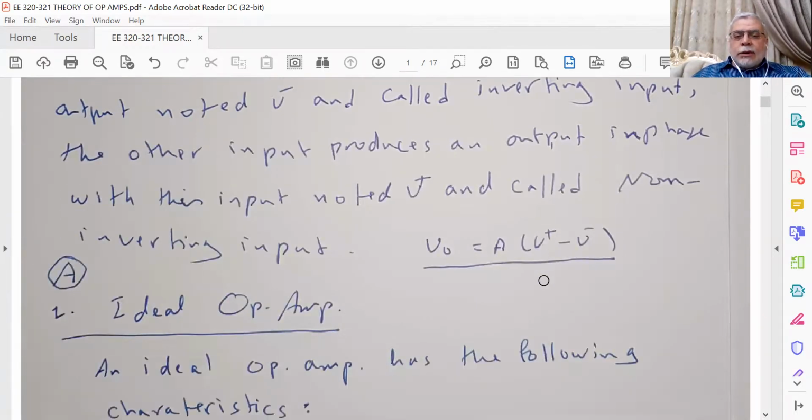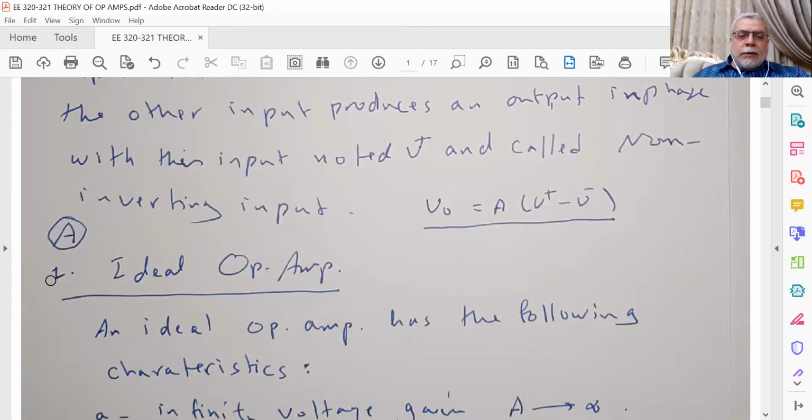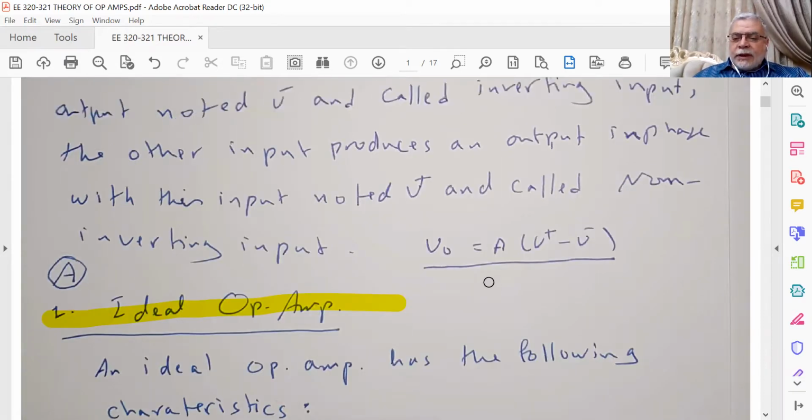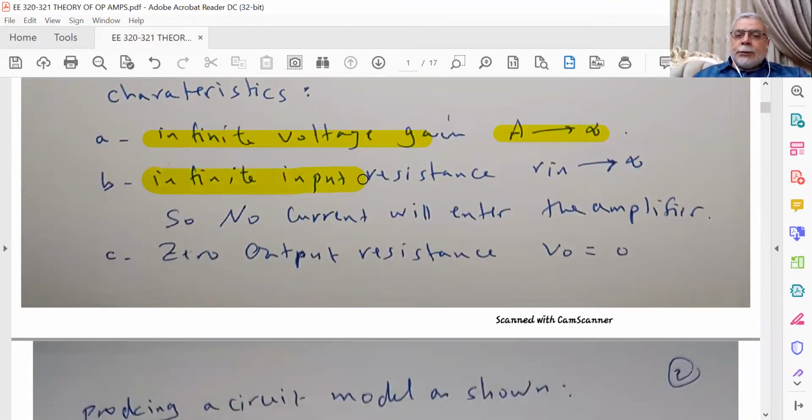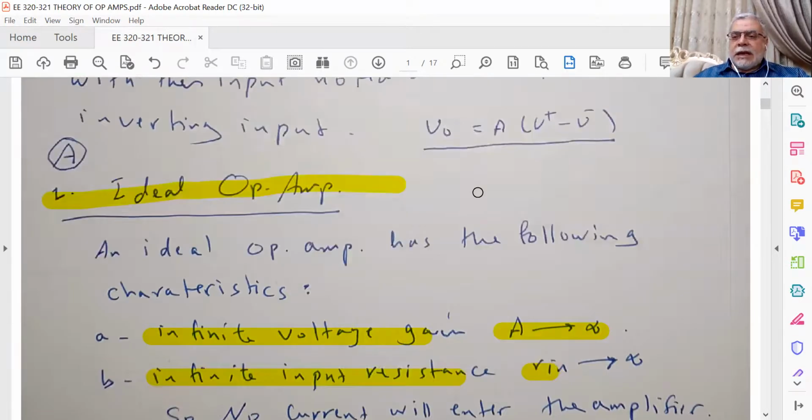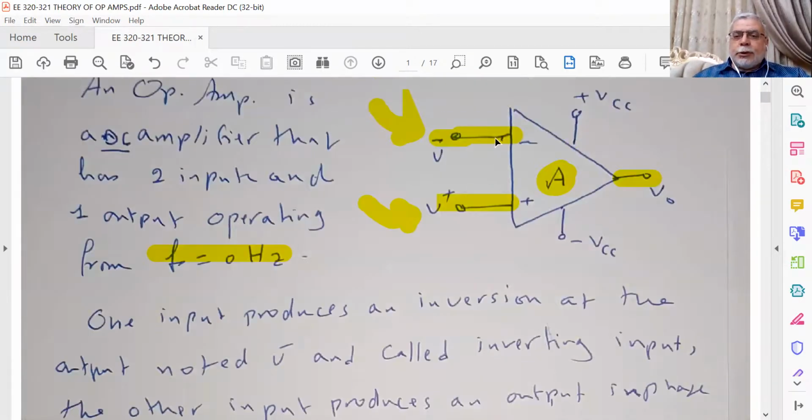Okay, now let's begin our study by what we call the ideal operational amplifier. The ideal operational amplifier is characterized by the following. First, infinite voltage gain. This means that A is infinity. Second, infinite input resistance, Rin infinity. This means that the equivalent resistance seen between the plus and minus inputs is equal to infinity.